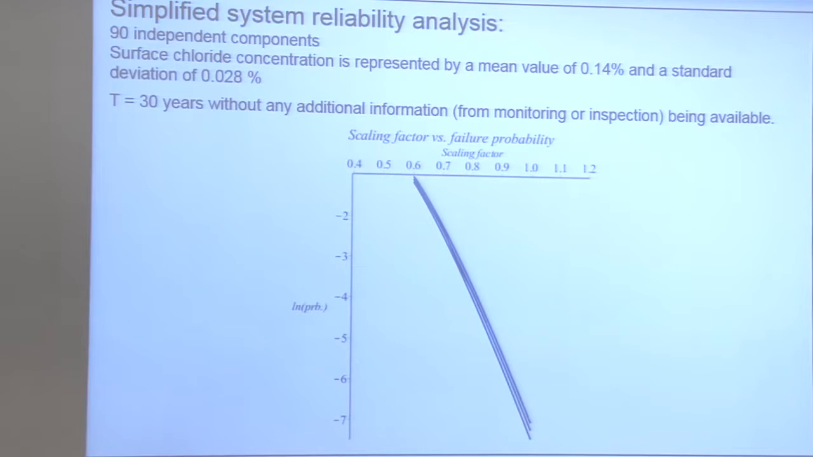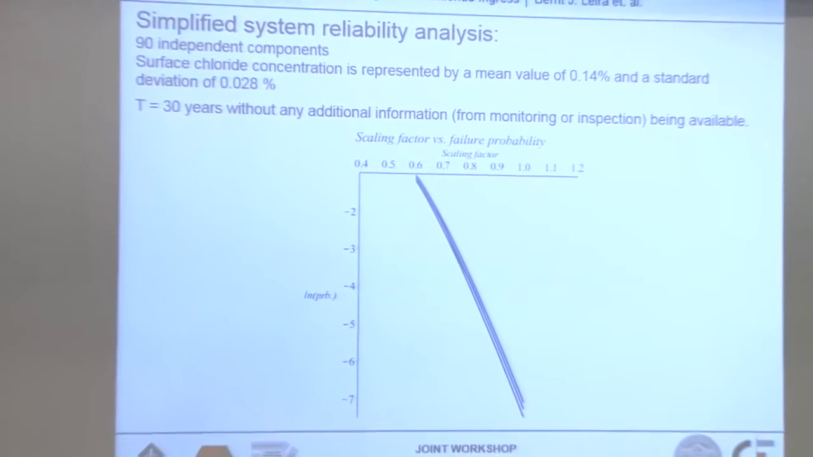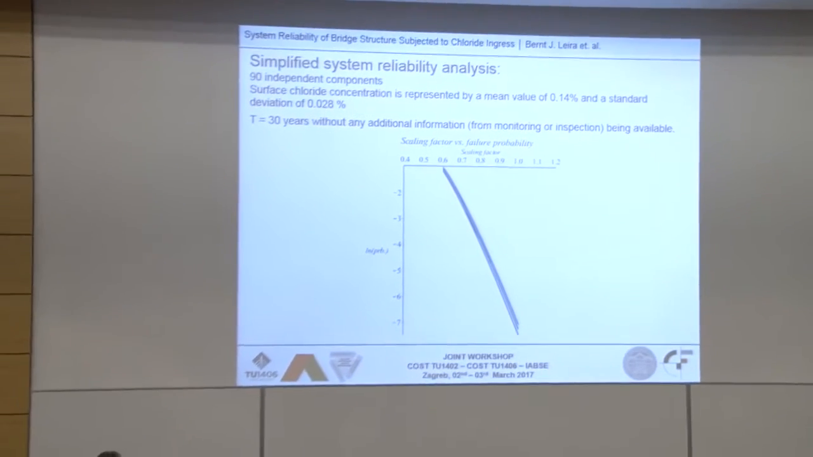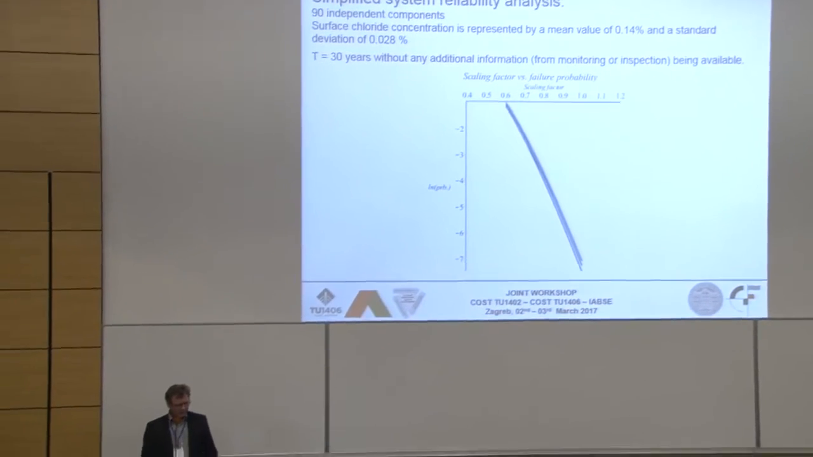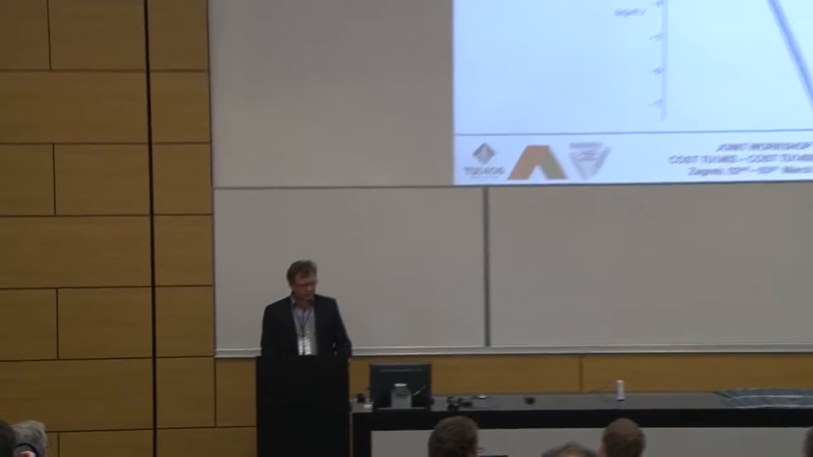Then the surface chloride concentration here has a mean value of 0.14 and a standard deviation of 0.028. So we have only a single variable to look at for 90 components, in order to have affordable computation times to look at the behavior of the system, and also this is now after 30 years without any monitoring of the bridge. And what does this figure show?